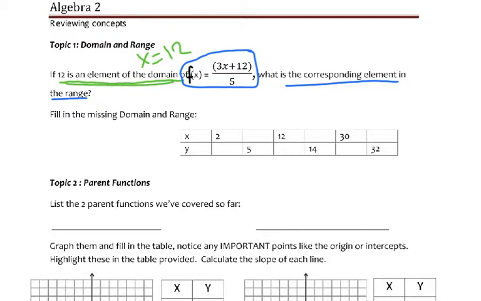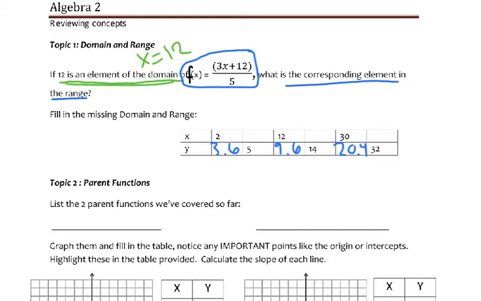So if we do that, we scroll to 12, it's going to be 9.6. And if we do that for 2, it'll be 3.6. And for 30, it's 20.4. Okay, that's one way to do it.